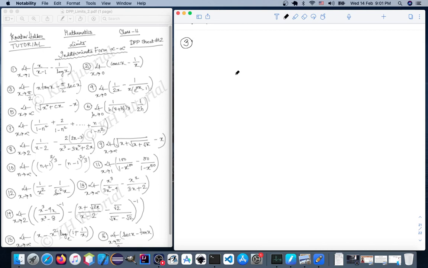The limit as x tends to pi by 2 of x tan x minus pi by 2 sec x.